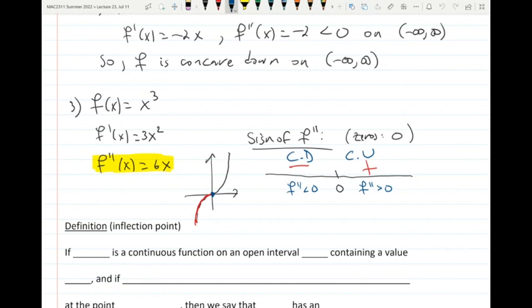Okay? Which is the next definition that I'm about to write. So the point is called an inflection point if the function changes concavity around this point. In other words, if the sign of the second derivative changes around the point, from negative to positive or from positive to negative. Okay? So that's called an inflection point. Do you understand this?